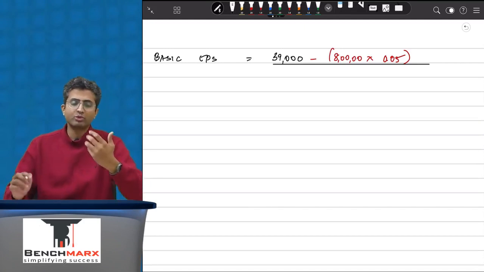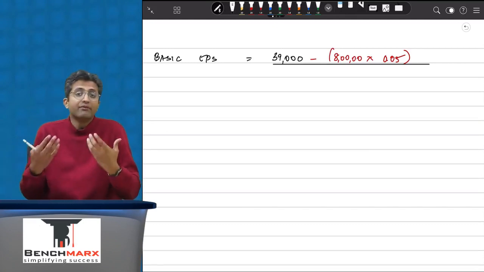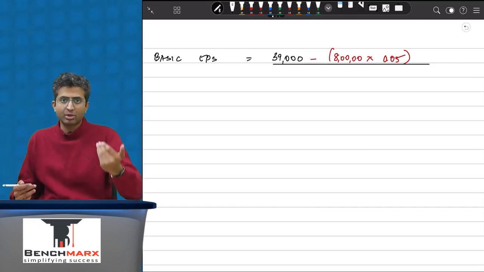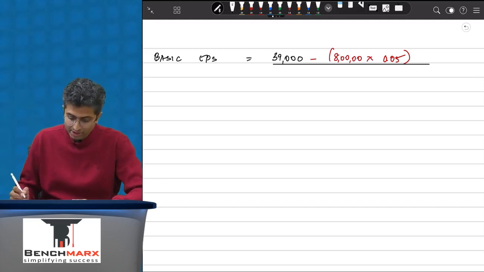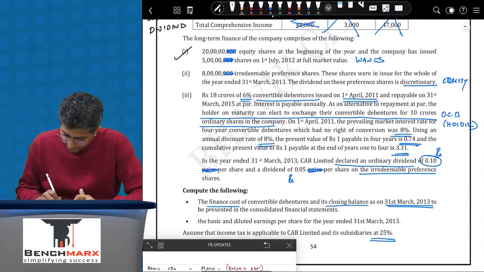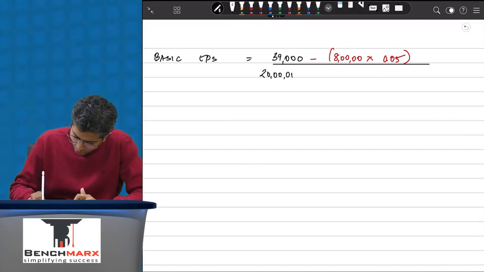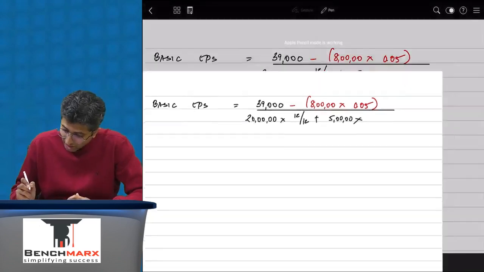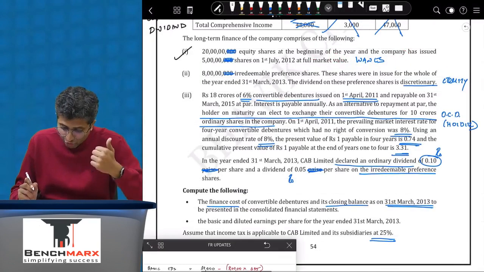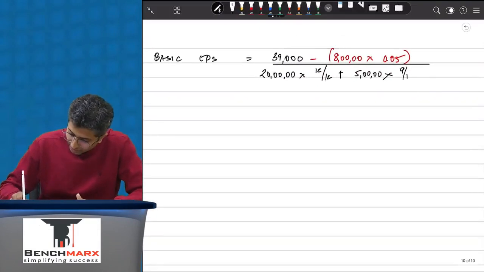Let us say this is 5 paise or 0.05 per preference share, everything taken in thousands. Sir, but we also have to subtract the interest. Well, we have been clearly given 39,000 as a net profit, and net profit is always after interest, and hence we don't need to subtract this again. When we look at the weighted average number of shares, that is 2 lakhs, which is outstanding for the entire year, plus another 50,000 which has been issued in the month of July, and hence it has been outstanding for 9 months. So this is into 9 by 12.